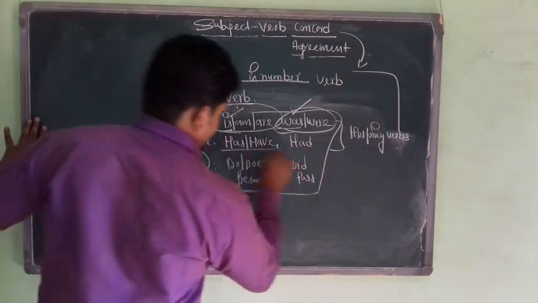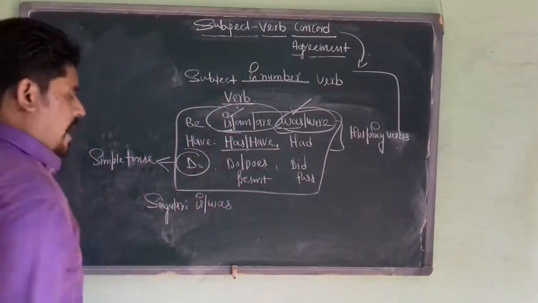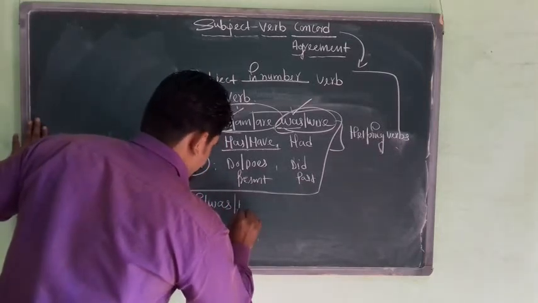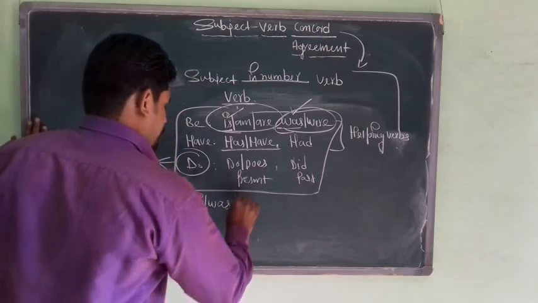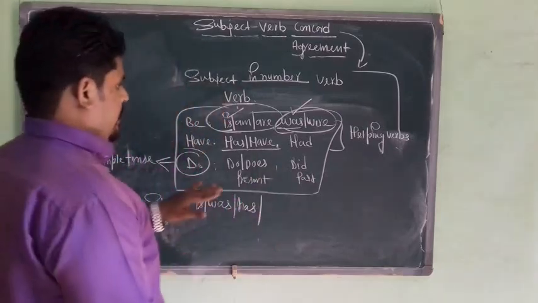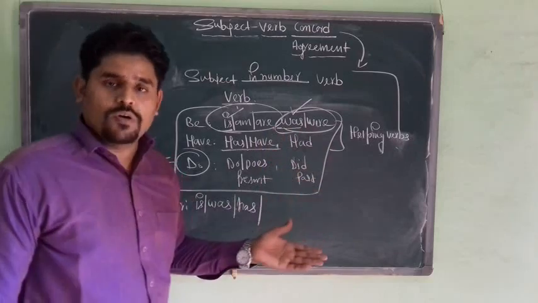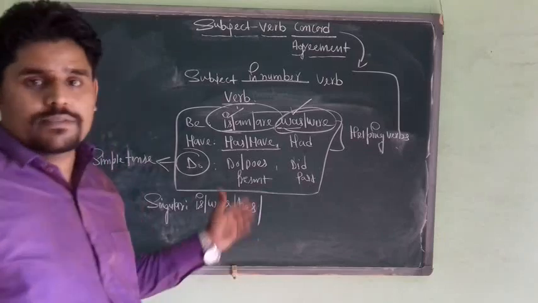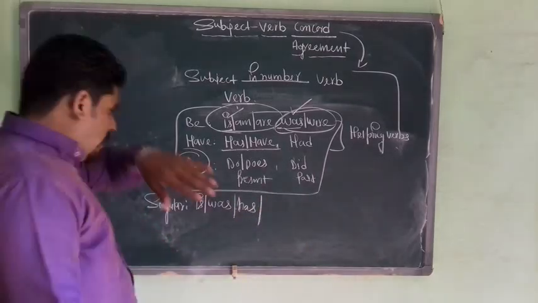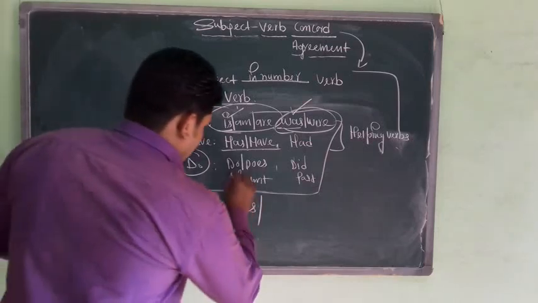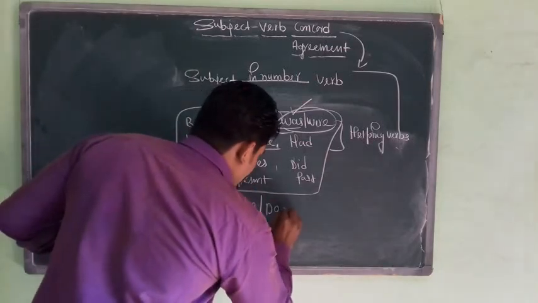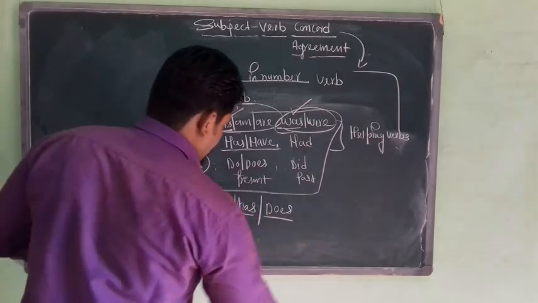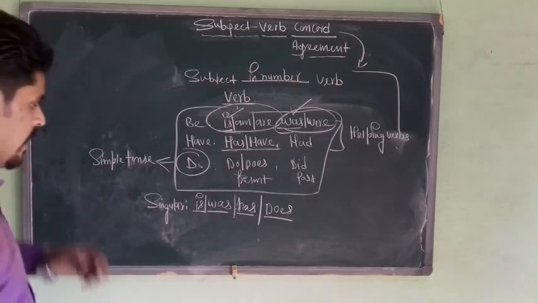Now let us consider verb have. Out of the category has or have, we have has as singular verb. Had is used with both singular and plural subjects. So we cannot classify had in the singular or plural verbs category. Now third, do, does. Out of the category do or does, we have does as singular verb. So students, is, was, has and does, these are singular helping verbs.